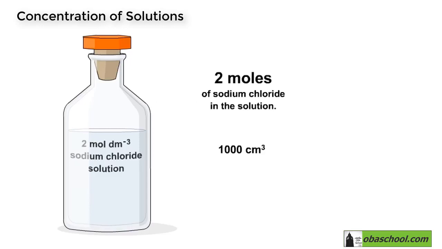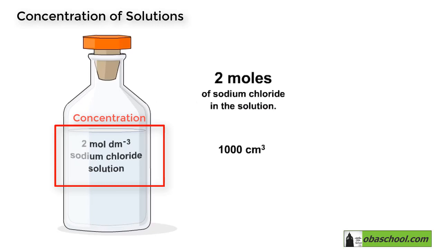The concentration, sometimes called the molarity of a solution, is expressed in moles per cubic decimeter. You might see this abbreviated to mole per decimeter cubed, or mole decimeter minus 3, or even capital M. For example, an experiment might require a 2 mole decimeter cubed solution of sodium chloride, NaCl.